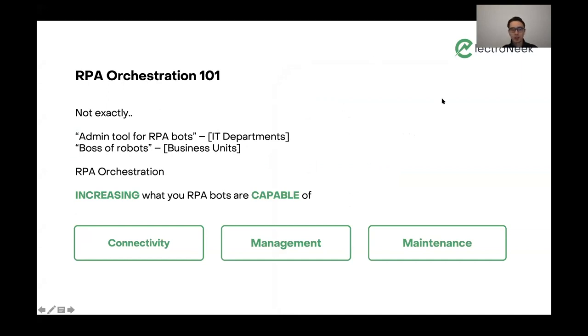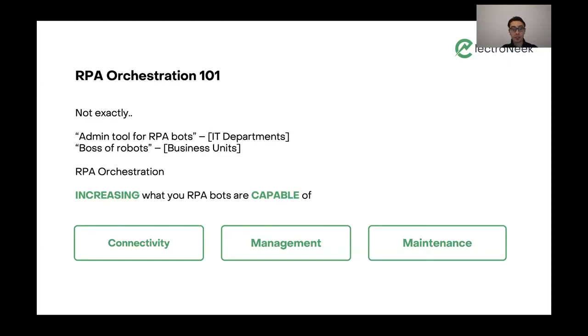So RPA Orchestration 101, it's a good question. If you ask 10 people what is RPA Orchestrator, typically what you would hear would be it's an admin tool for your RPA bots or RPA ecosystem. So the word administering or management will come there pretty often. So for IT departments, typically it's an admin tool. For business users, their understanding typically is that's a boss of robots, someone who connects, commands, and pretty much orchestrates the whole ecosystem. That's why it's called Orchestrator.